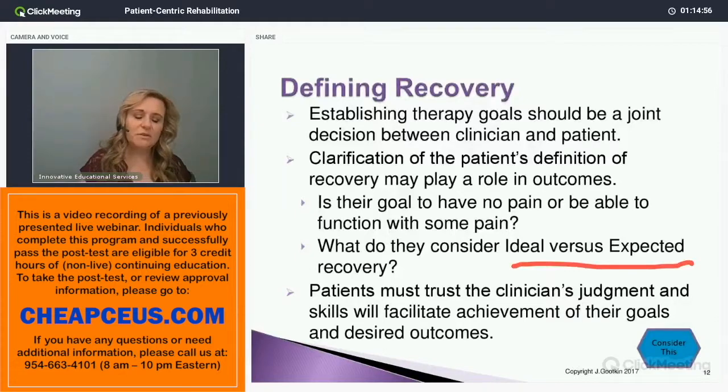Here's the difference. Ideal recovery is what they hope, what they desire, what they would prefer. The expected is realistic, what they think is going to happen.